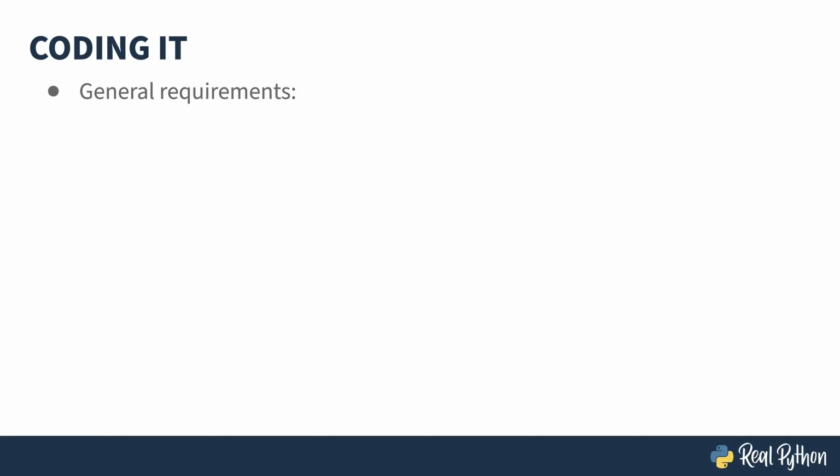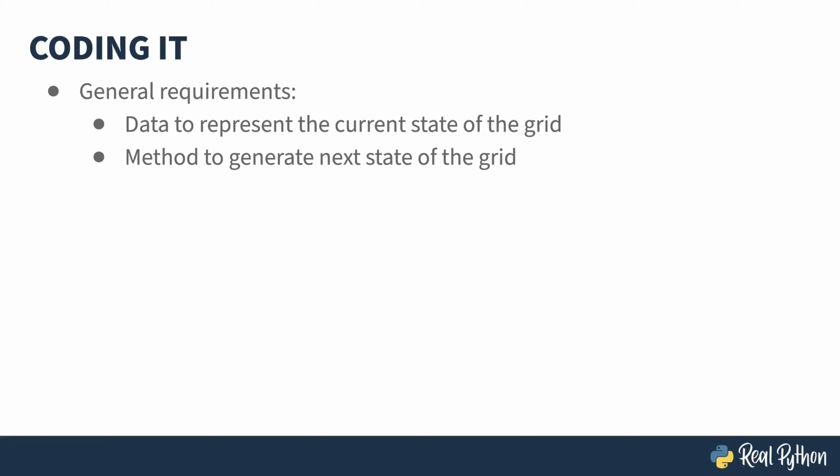Let's briefly think about what it will mean to implement it in Python. You're going to need to represent the state of the grid as data. You'll need some way of generating the next state based on the current one, and some patterns to use as the initial state. Those requirements apply to any implementation of cellular automata. Let's drill down onto some specifics for our program.